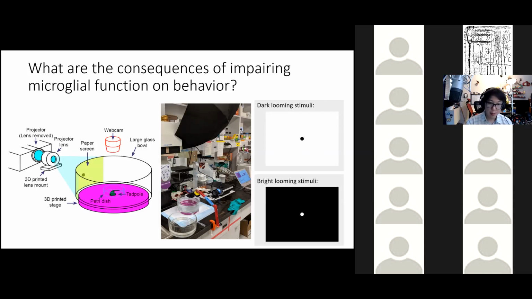And as a second stimulus, we presented bright looming stimuli. So bright looming stimuli do not correlate to a stimulus in nature, which we would expect tadpoles to react to, and is a relatively poor stimulus for eliciting escape behavior. So again, the dark looming stimuli is a growing black disc on a white background, and the bright looming stimuli is a growing white disc on a black background.